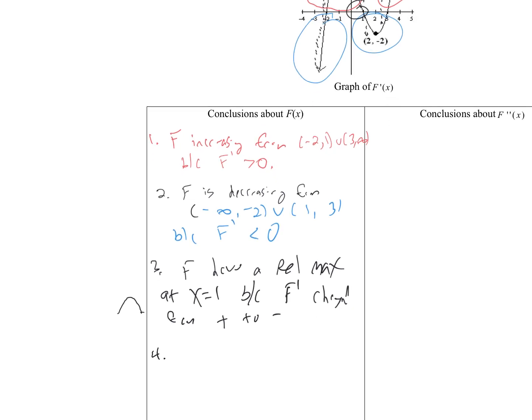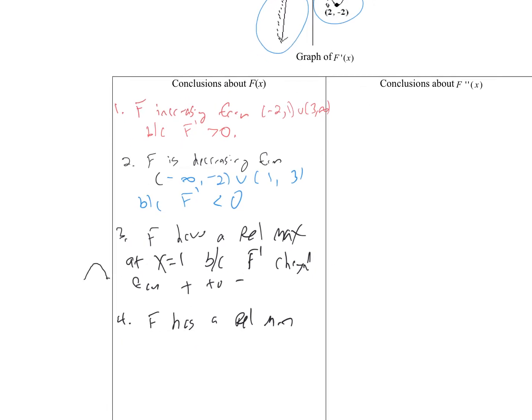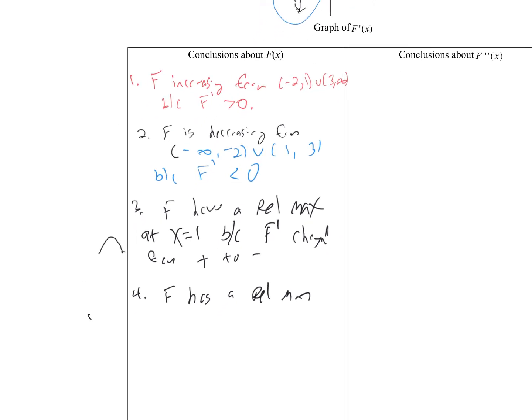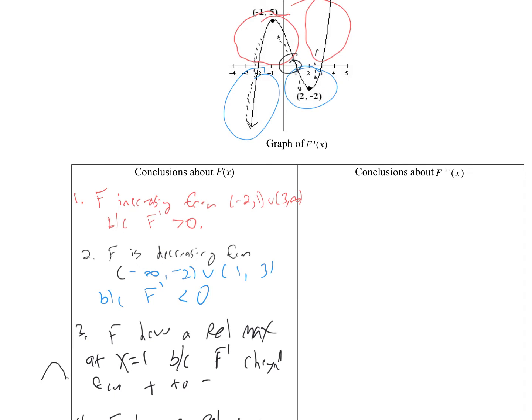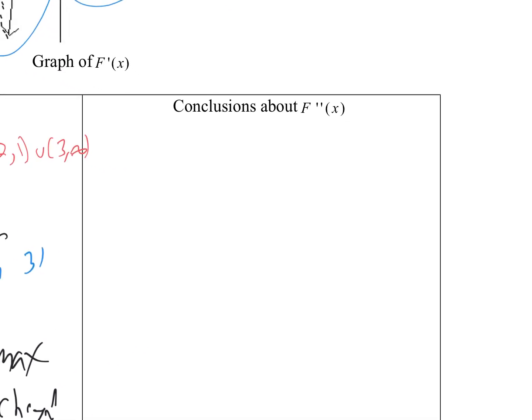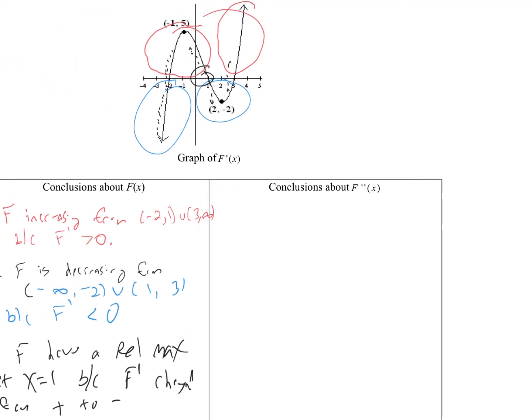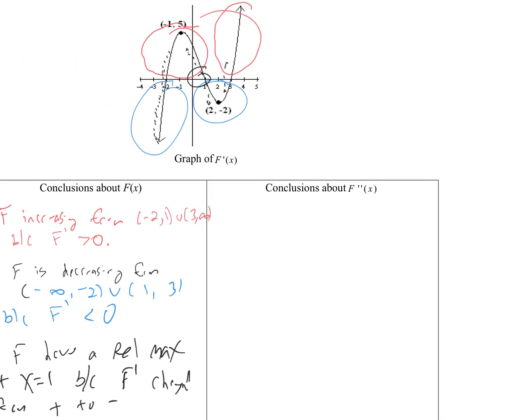How about f must have a relative min? I think there's two of them, where relative min means it changed from negative to positive, below the axis to above the axis. All right, now let's talk about what we can tell about the second derivative. Looking at the first derivative again, let me clear off all this gobbledygook.